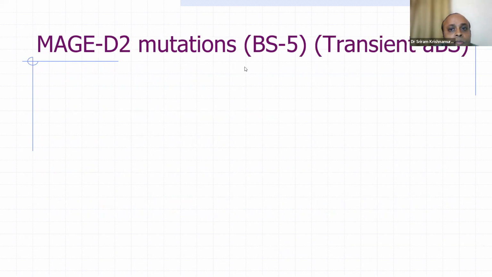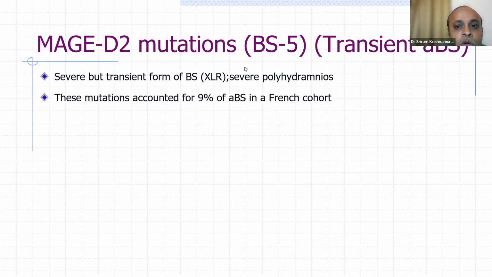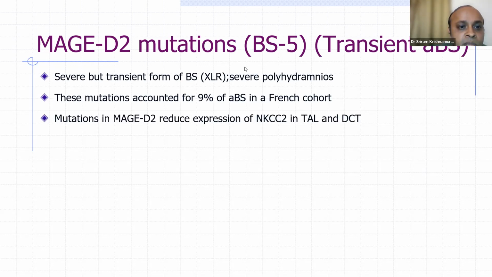One word about the major 2 mutations, the Bartter syndrome type 5. This is called the transient antenatal Bartter. It's a severe but transient antenatal form. It's X-linked recessive in nature, so it tends to affect males more. There is severe polyhydramnios, and in one particular French cohort, it accounted for 9% of all the antenatal Barters.